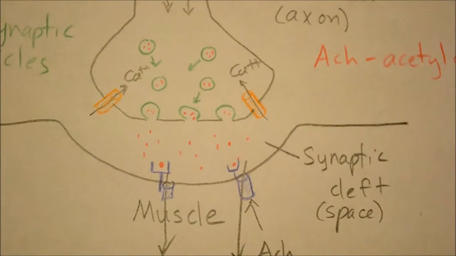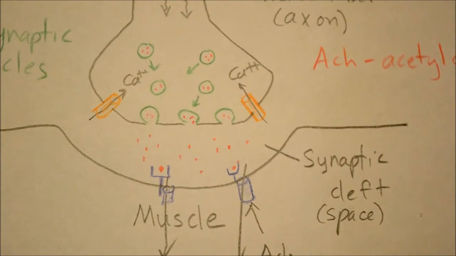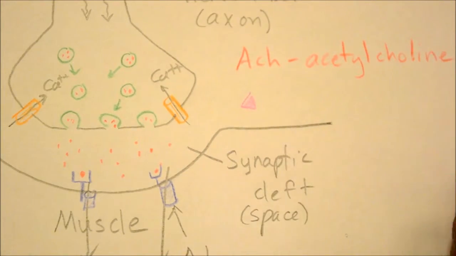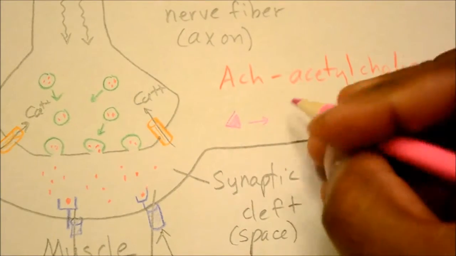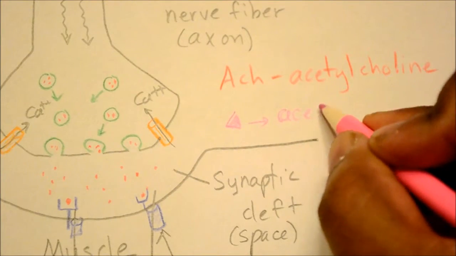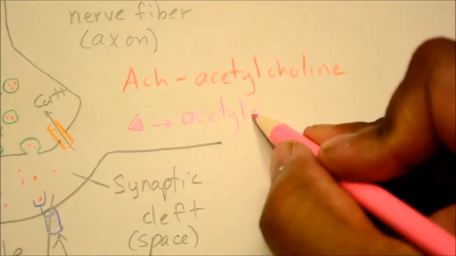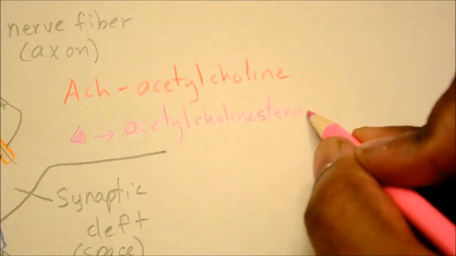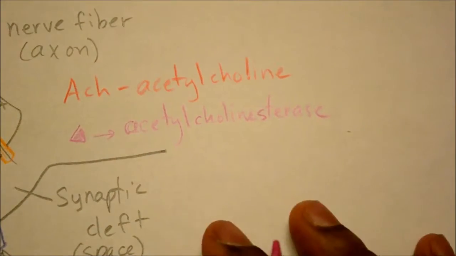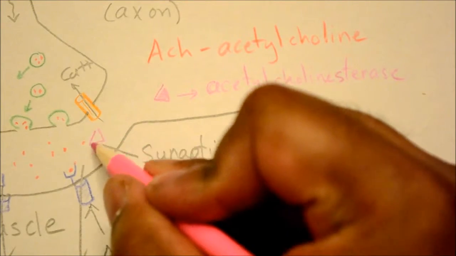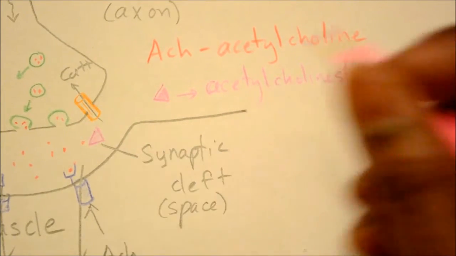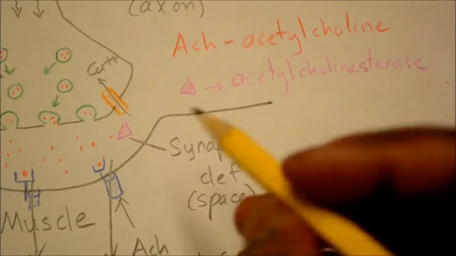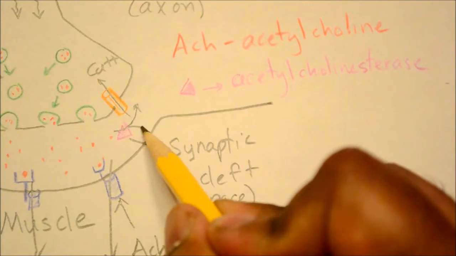Now, we have one more thing to address. And that is this pink triangle, something called acetylcholine esterase. Acetylcholine esterase is needed because it takes the acetylcholine and breaks it down. Okay, so this little pink triangle takes the acetylcholine, that red dot, and it breaks it down so it can then be recycled back into the axon and used again as a neurotransmitter.